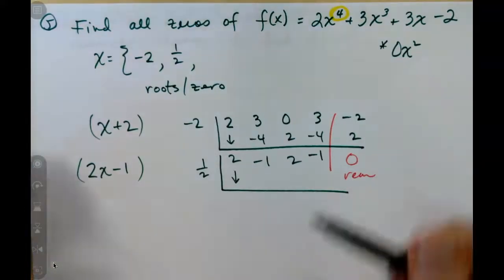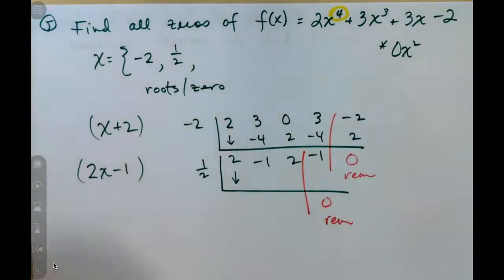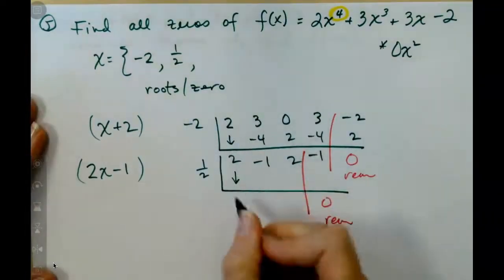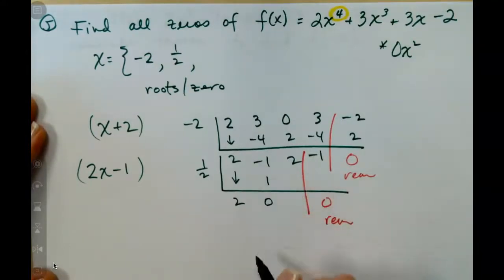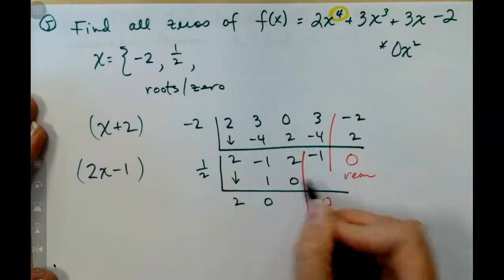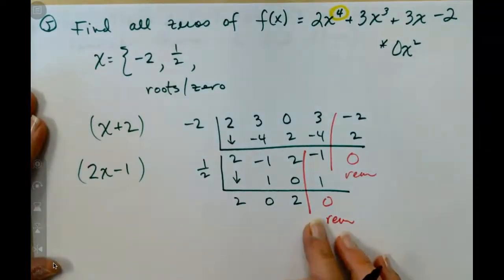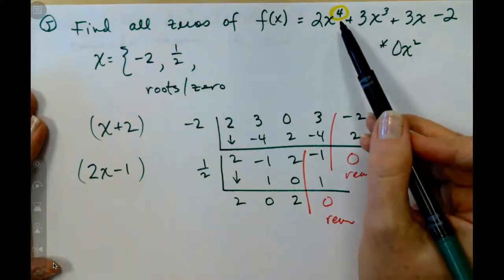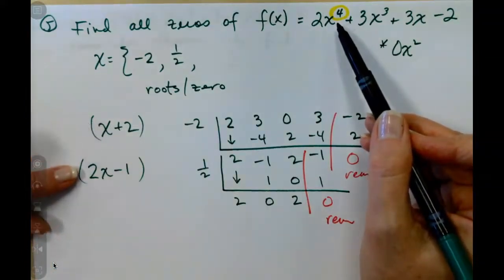And remember, we depressed it down once, so now we should get a remainder of 0 here. Bring down that 2. 1/2 of 2 is 1. -1 plus 1 is 0. Half of 0 is 0. And that's 2, and that is 1, and there we go again. So we end up with this particular polynomial left. We started with x to the 4th. We depressed it down first, then second. So we've depressed it down 2 powers.